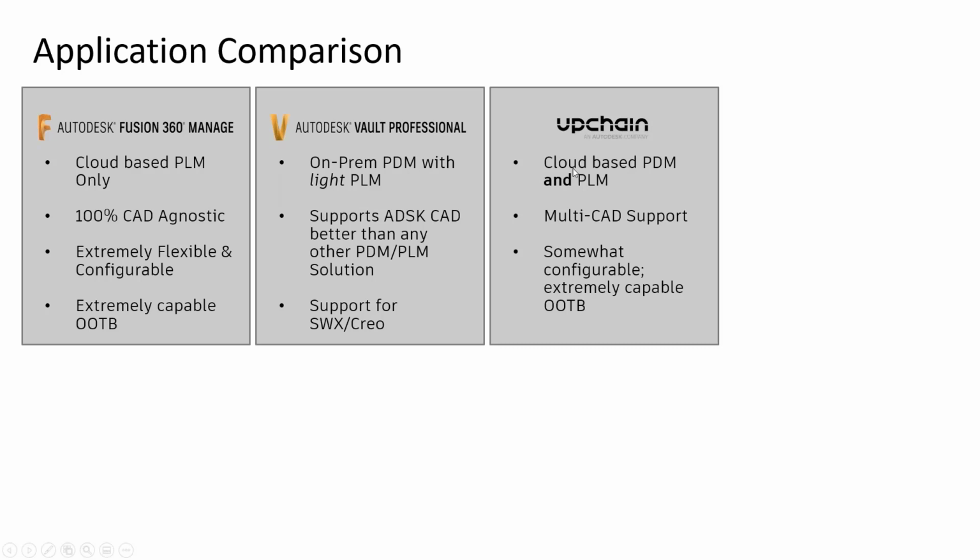Upchain, which I've mentioned a few times today, is cloud-based PDM and PLM. It manages CAD files, and it manages process. So I would consider, if you want to put it in very coarse terms, PDM is managing files, PLM is managing data and process. So Upchain does both. It supports several different CAD applications, and it is, I would say, somewhat configurable, but also extremely capable out of the box. And it is completely cloud-based, like Fusion 360 Manage.